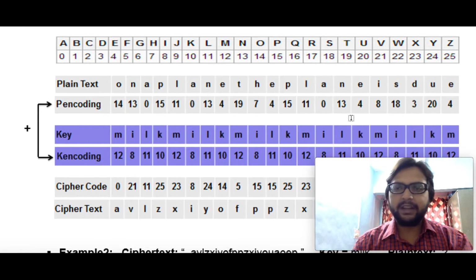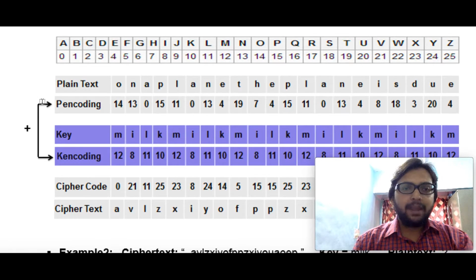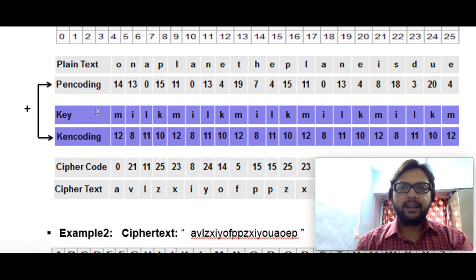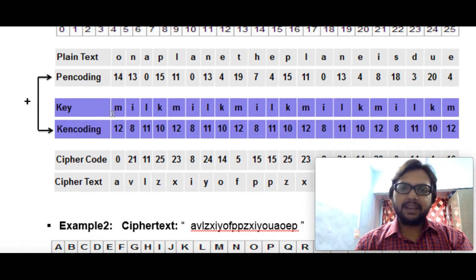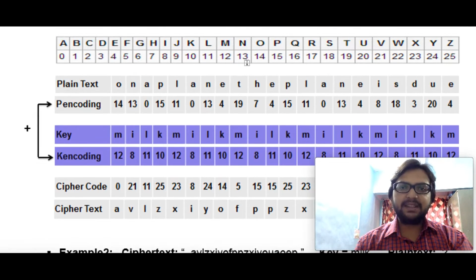I hope this technique is clear. When we replace the alphabet present in our plain text with a number, that is called pen coding. Remember, replacing alphabets in our plain text with numbers is what we mean by pen coding. Now what do we mean by ken coding? Ken coding means we have a key, and when we replace the alphabet present in our key with a number with reference to this table, that is ken coding.